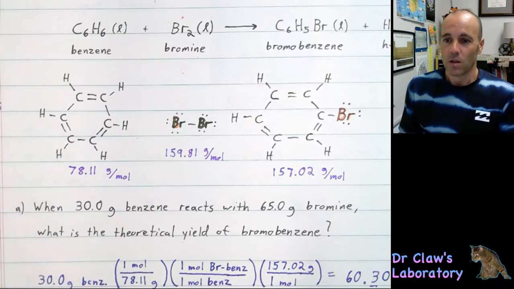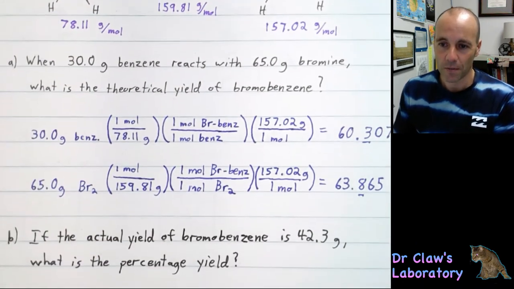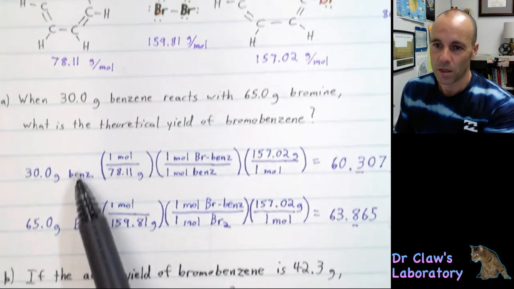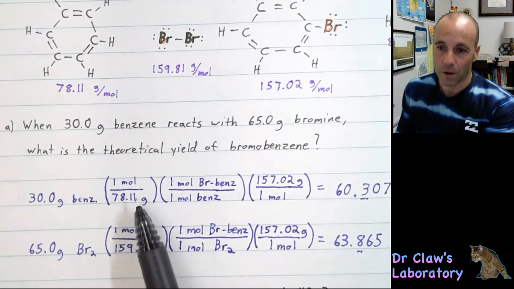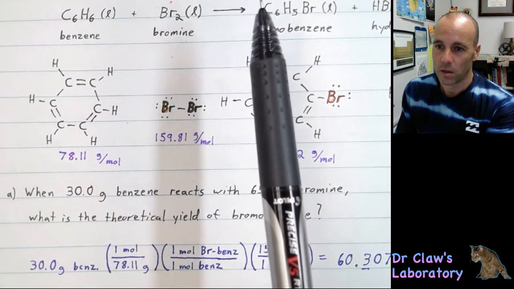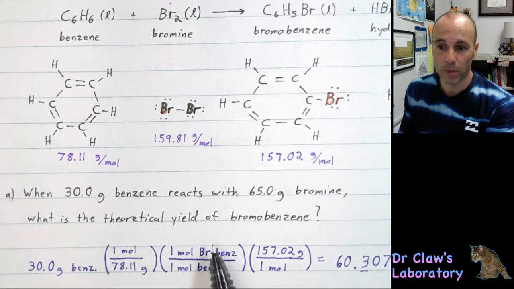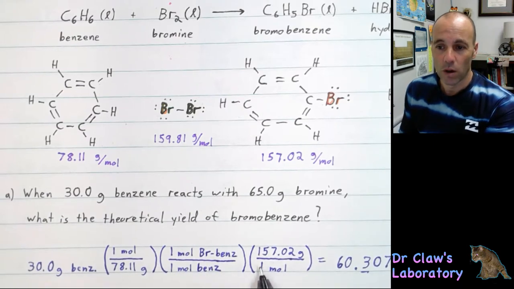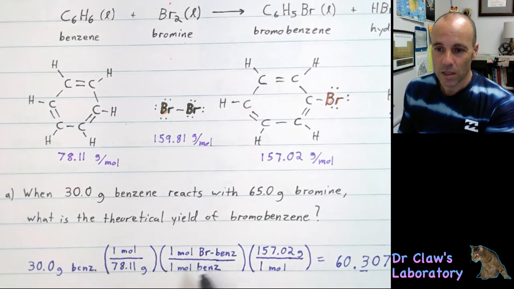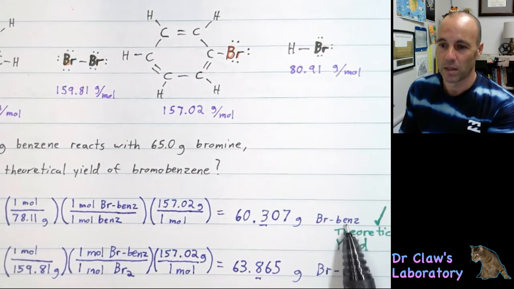So in order to solve the problem, let's just do the calculation twice like we did before. In the first step, we assume all of the benzene reacts. You take your 30 grams of benzene, and using the molar mass of benzene, you convert grams to moles. Then using the stoichiometry of the problem, which is a 1-to-1 relation, we're going from benzene to bromobenzene. 1 mole of benzene gives us 1 mole of bromobenzene. And then go to grams of bromobenzene: 1 mole of bromobenzene is 157.02 grams. That's the molar mass of bromobenzene. You can see the units cancel to give you 60.3 grams of bromobenzene.